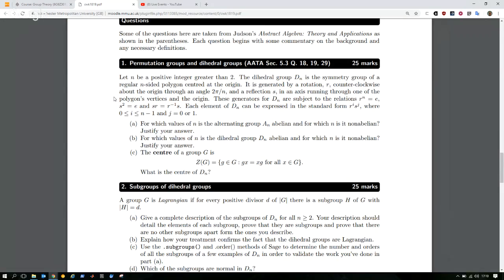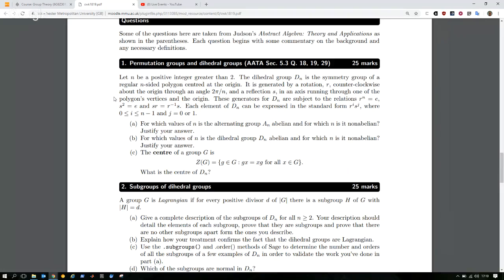So the answer should look like, I don't know, it's abelian when n is a prime, and it's non-abelian when n is not a prime. That's wrong, it's not the right answer, but that's an example of an answer. And then the justification would be, well, suppose that n is a prime, and then you prove that it's abelian, or whatever.